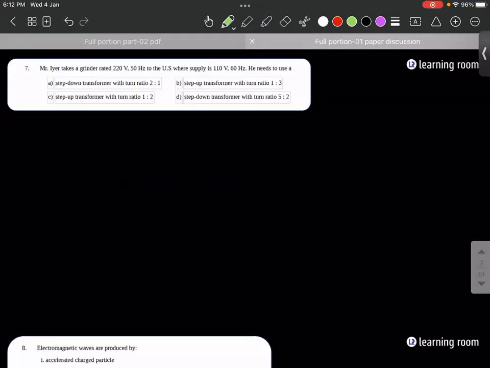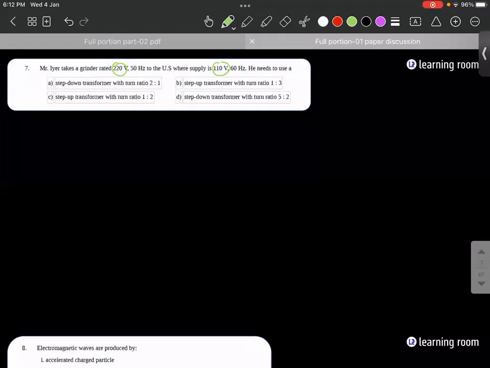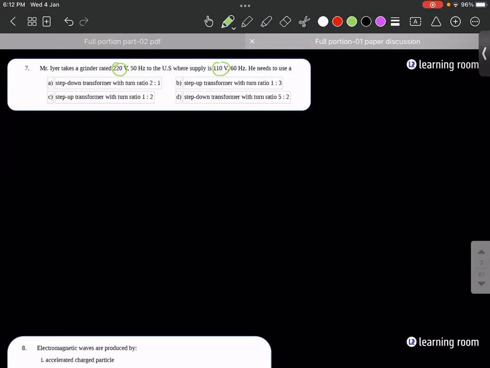Next. So what is the answer for this one? The voltage has decreased. So the power rating is 220 volt here. That grinder is taken to the US, right? There, they get only 110 volt supply. So to use that grinder, what is he supposed to use? A step-up transformer or a step-down transformer? A step-up. So step-up transformer with turn ratio of how much? What is turn ratio? N2 by N1. Yes. So he has to use it with 1 is to 2.